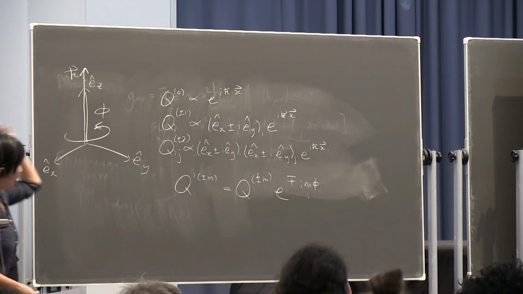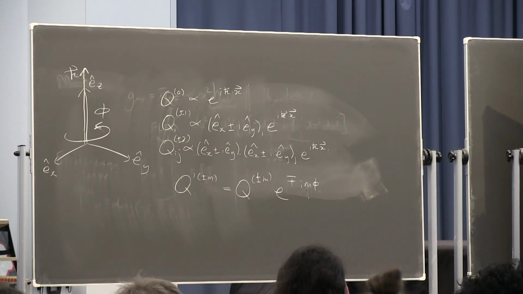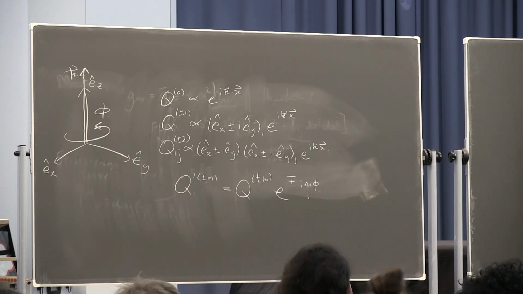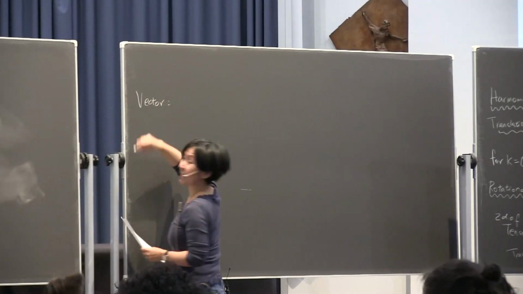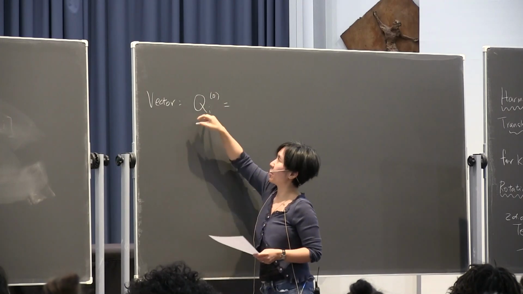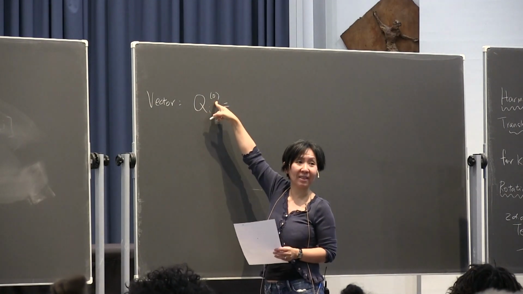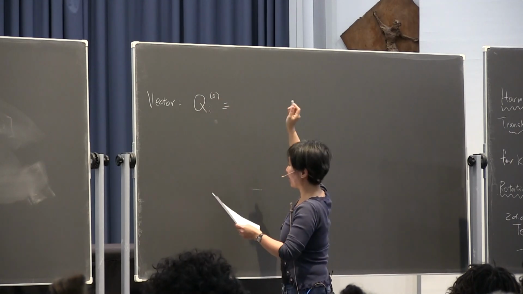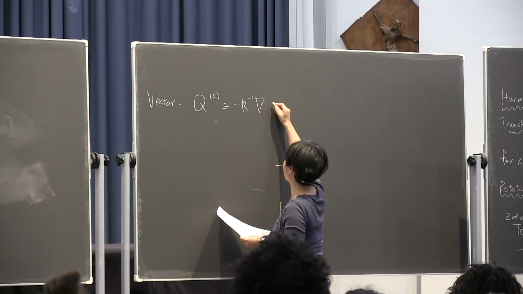Now, having defined these irreducible objects, under rotation I can also construct tensor and vector objects out of these irreducible eigenfunctions. So, for example, I can construct a vector out of a scalar. I can put Qi over here. The index i indicates that it's a vector, but it has a zero superscript anyway because it's fundamentally a scalar. And I can do that by writing, for example, something like this. Minus k to the minus 1, and then I take the gradient of the scalar eigenfunction.